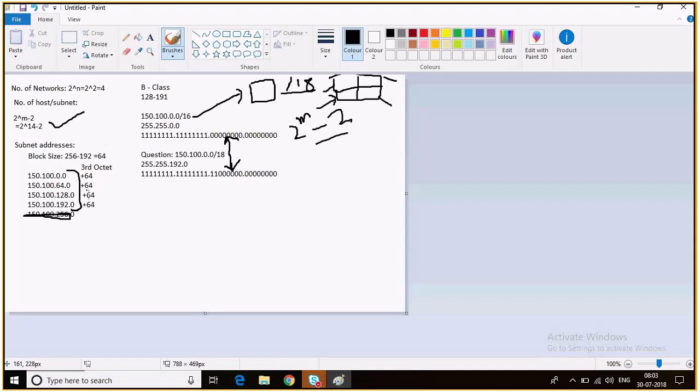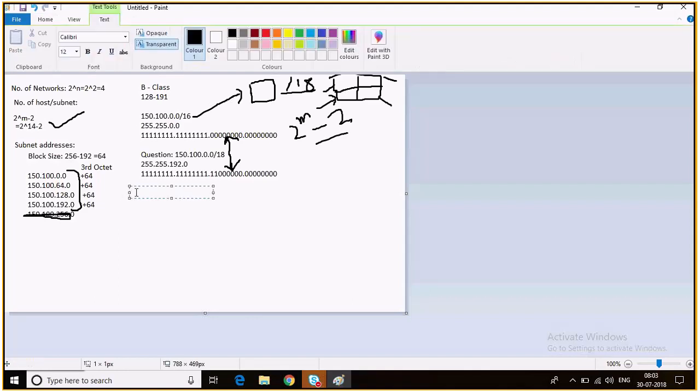Now I've got till the third part. Get to the last part, which is again very important. A lot of people don't understand how we calculate the last part of this, which is the valid host address range.